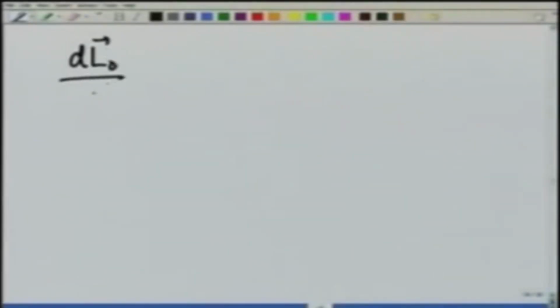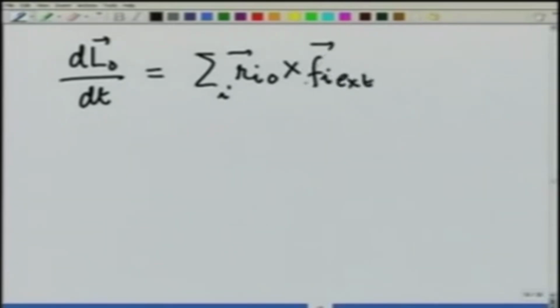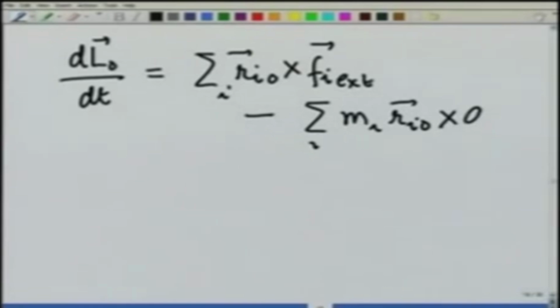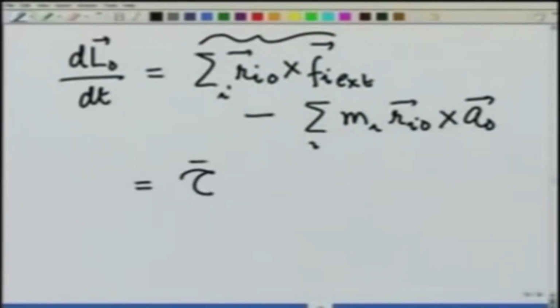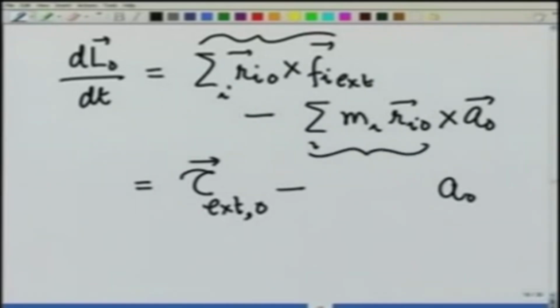So, what we have obtained now is that the rate of change of angular momentum when angular momentum is taken about an arbitrary point O, which could be in the body, which could be accelerating or anything, is equal to summation over i of R_iO cross F_i external only, minus summation over i of m_i R_iO cross acceleration of point O itself. This by definition is the external torque with respect to point O, no matter what the point O is doing. So, this is tau external with respect to point O minus, A_O is a constant as far as summation over i is concerned, and this is nothing but m times R of Cm with respect to O.